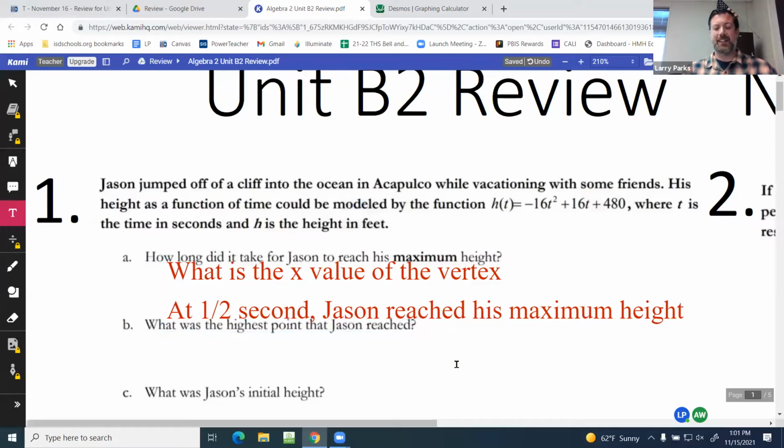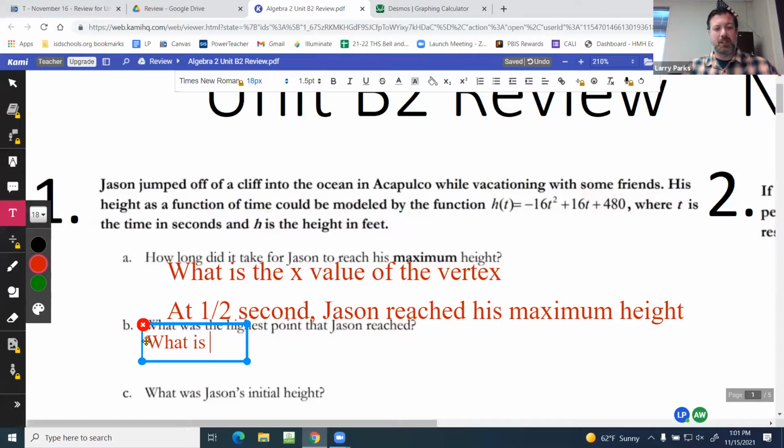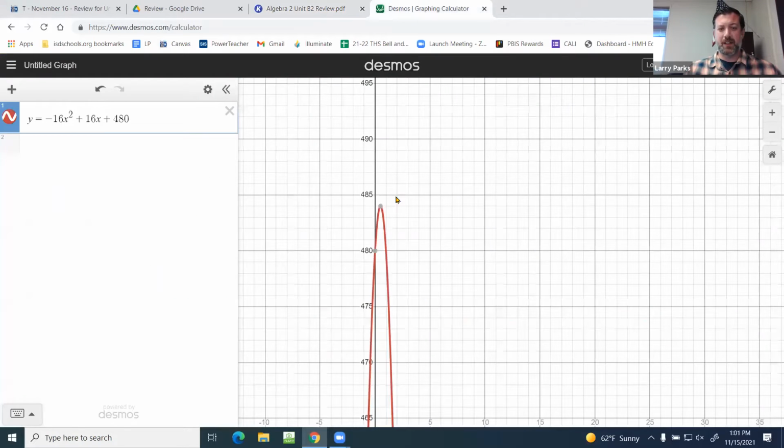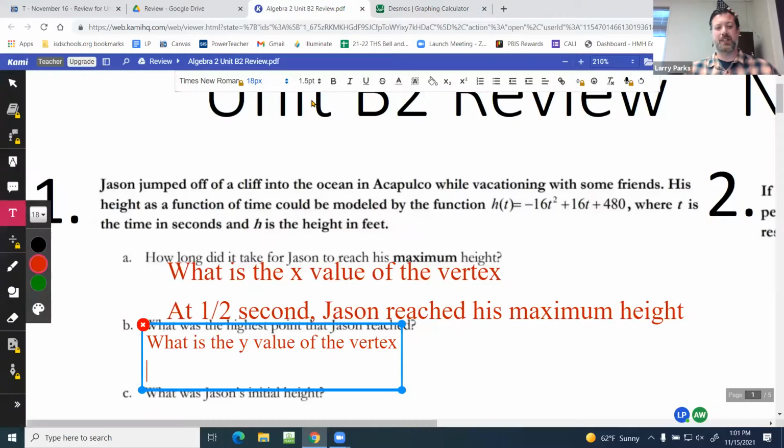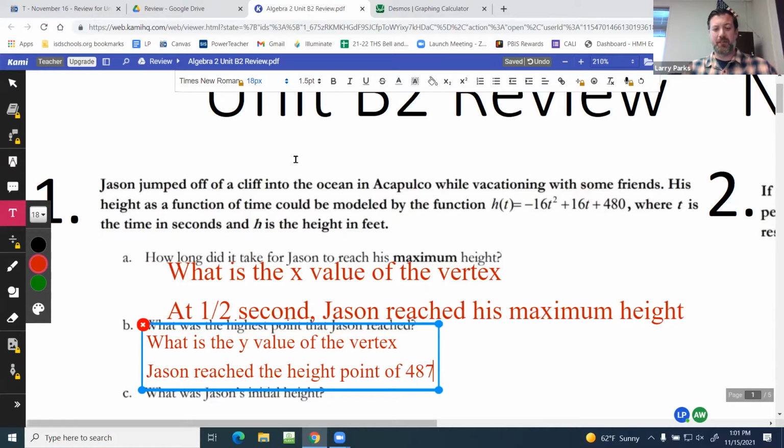All right. Now, what was the highest point that Jason reached? That's like saying, what is the y value of the vertex? That's all that's saying. So this is just saying, what is the y value? Well, the y value is 484. So I would say Jason reached the highest point of 484 feet in the air.